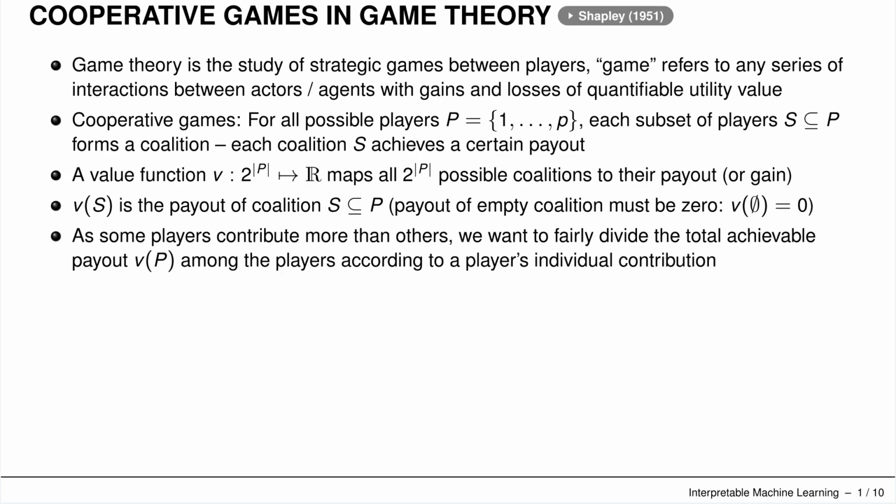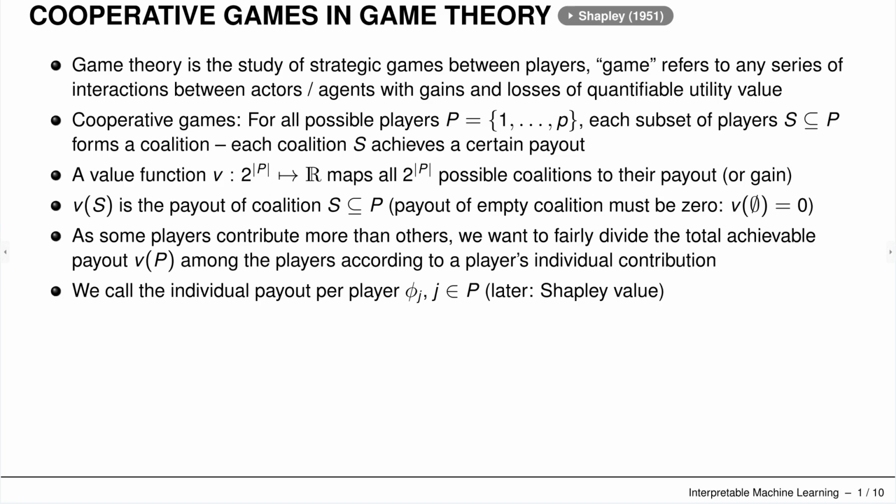But some players might be contributing more than others. And the goal of Shapley values is to fairly divide the total achievable payout among the players according to what they contribute to the game. And we call the individual payout per player phi j, where j is one player, and later we'll call that phi j the Shapley value.